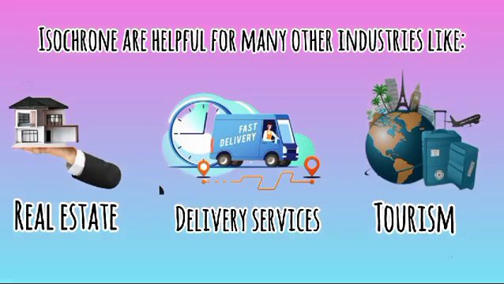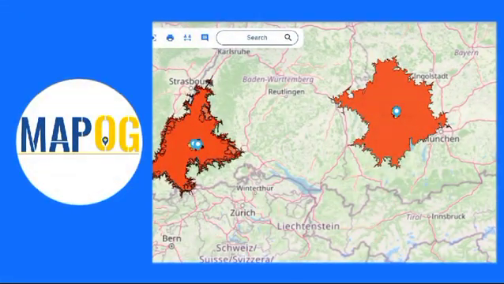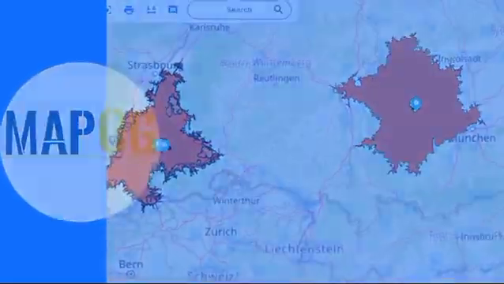Through the use of MapOG, we demonstrated how isochrones can be generated and analyzed to assess the accessibility of public transit hubs, with a focus on railway stations.